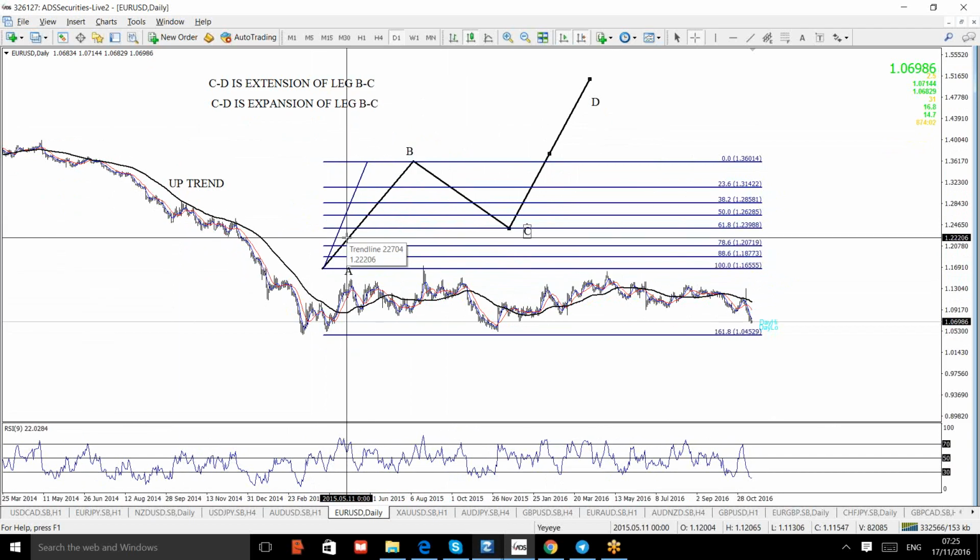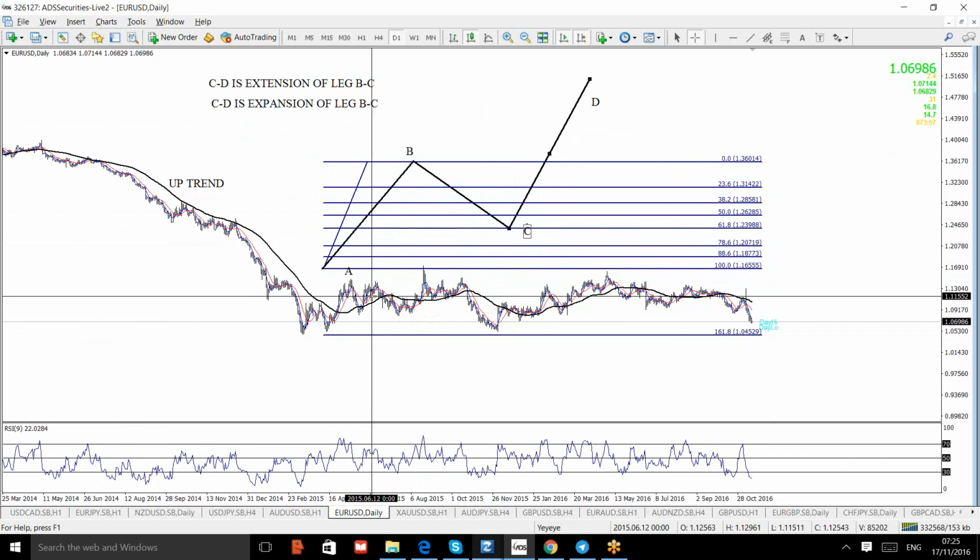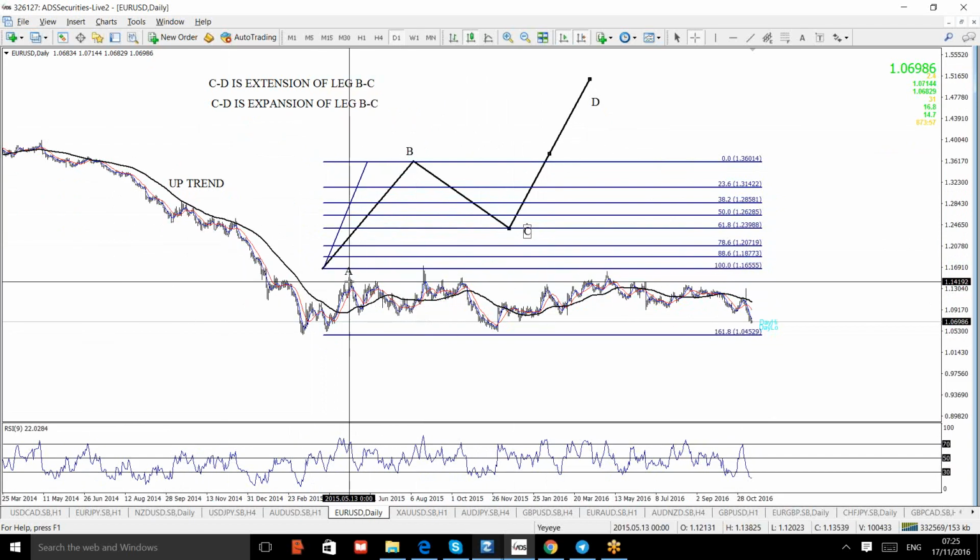Do you guys understand, right? Continuation of AB is CD. And which move is reversal of AB? BC is the reversal of AB.